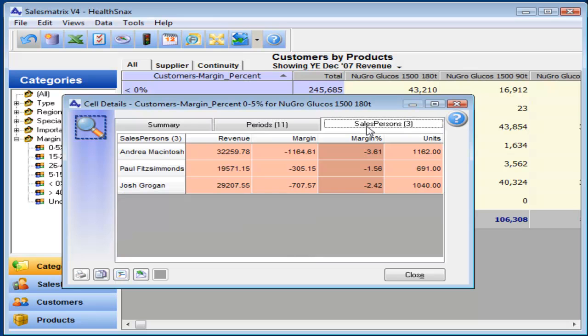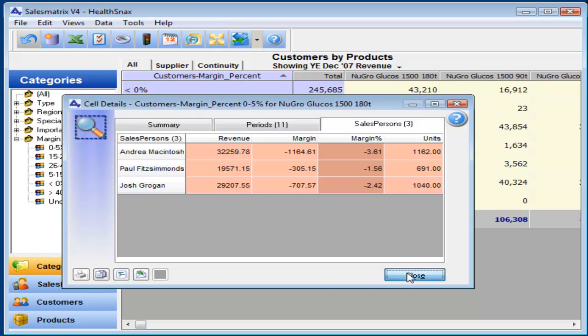Now I need to know the salesperson responsible. Now that I've identified the various salespeople, I can create an email to those salespeople and request some form of response in order to decide what we can do about fixing this.